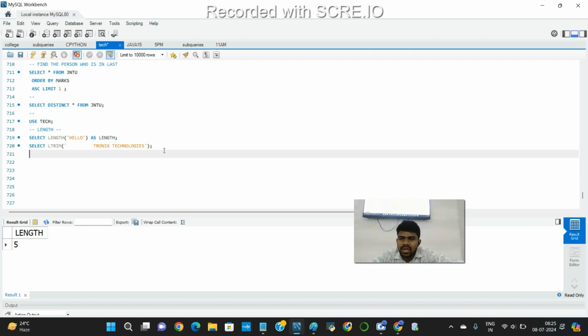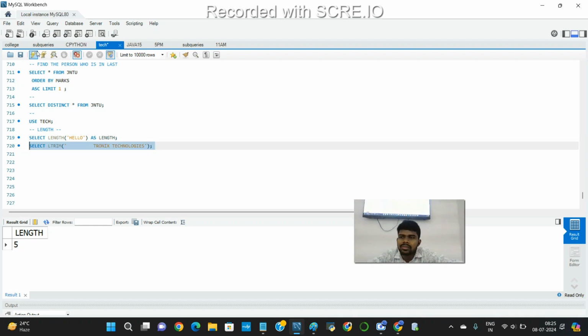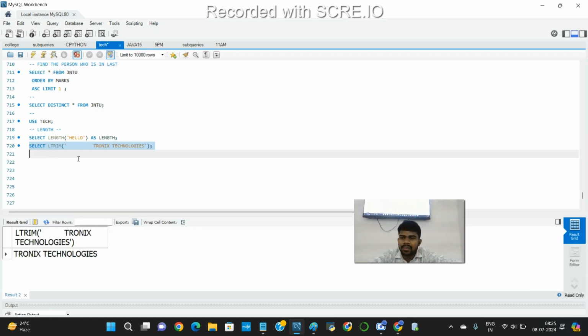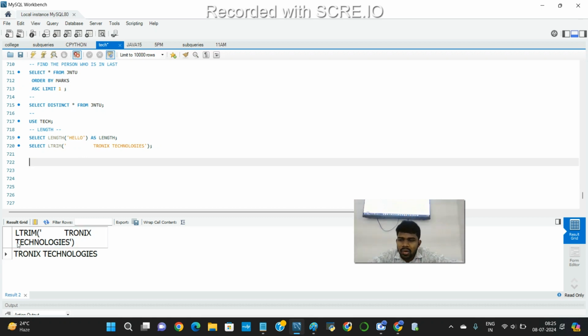Let's try. Yes, see, it removed. Initially, it had spaces before Tronics Technologies, but now there is no space. Now it is Tronics Technologies.